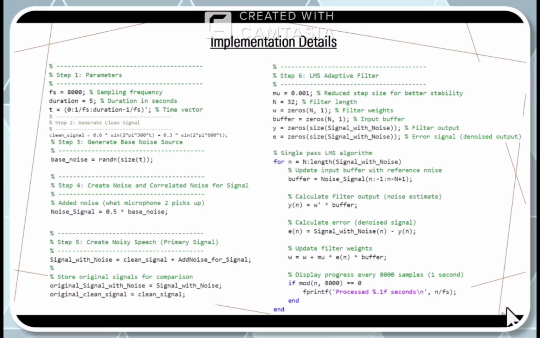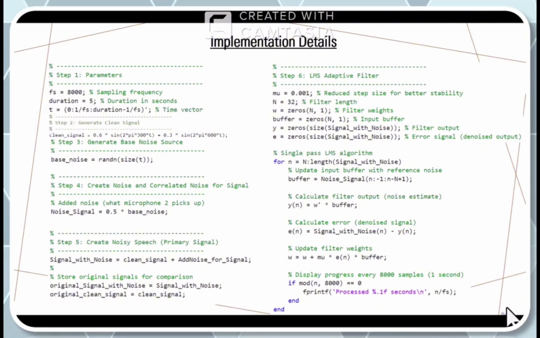In step 1, here we use fs equal to 8000 and duration 5. Here, clear all the variables from the memory, and duration we take 5. Then we calculate t is equal to 1 divided by fs, the frequency divided by the time vector. Then step 2, generate the clean signal. Clean signal is sine 2 pi 300 t plus 30% of sine 2 pi 600 t.